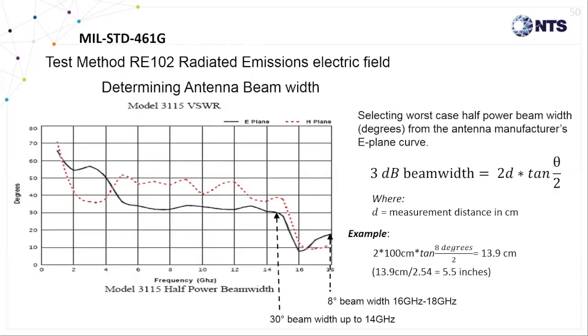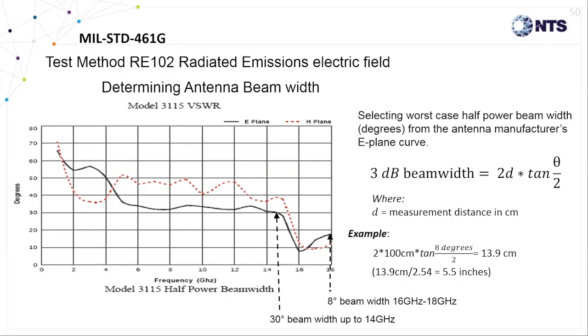For those of you that are not familiar with the term half-power beam width, this is a parameter that is defined as the measurement area at which the measured power level is within 3 dB of the peak measured on either side of the receive antenna's center line. This is generally provided by the antenna manufacturer as a curve, as you can see here.